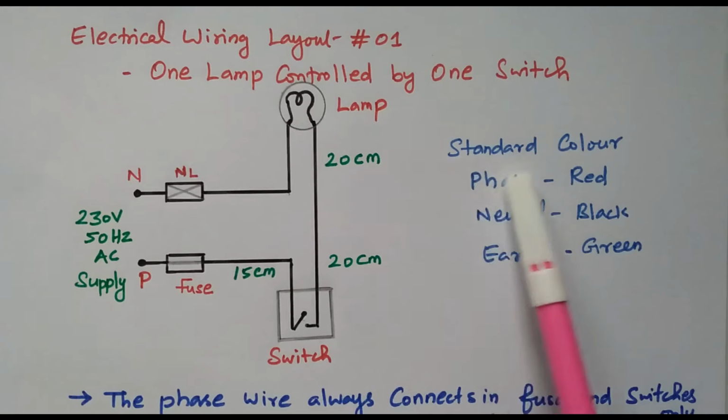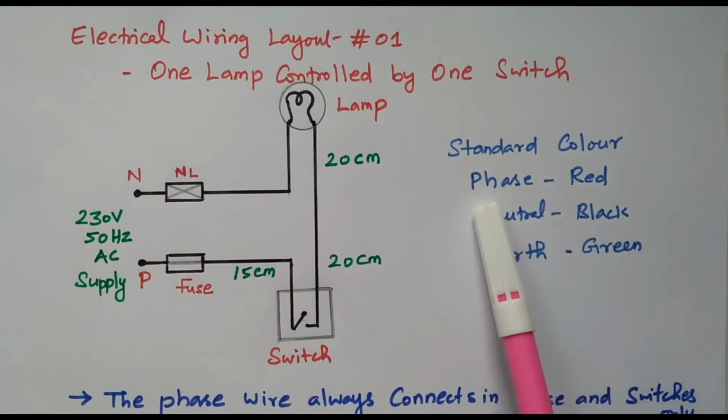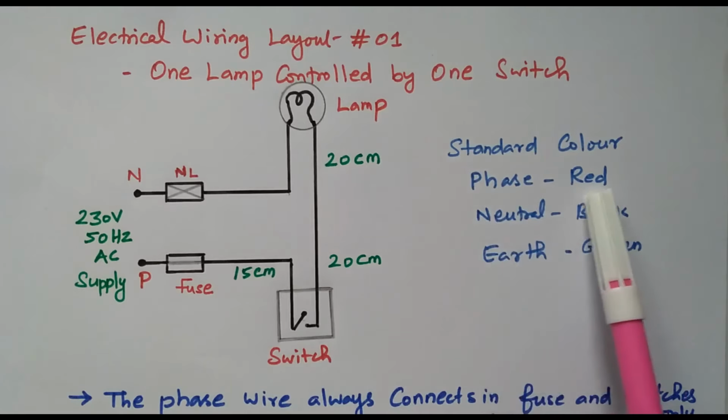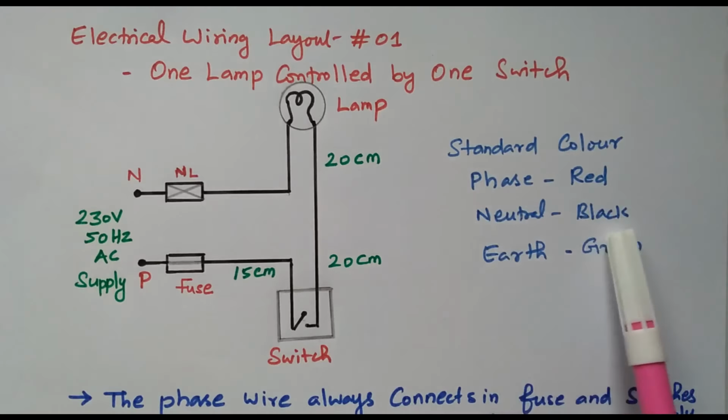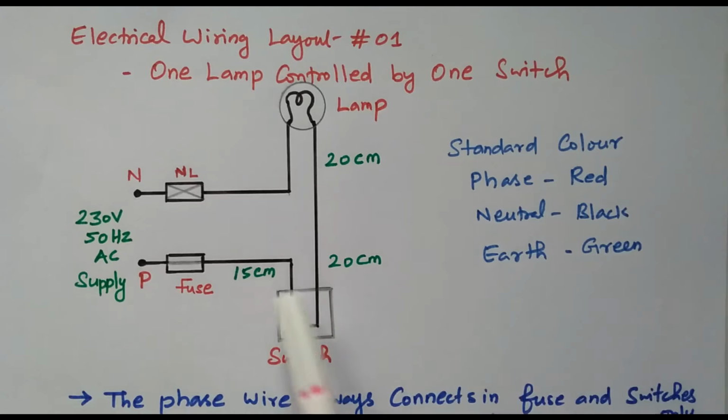We need to follow the standard colors for the wires. For phase, we need to use the red color wire. For neutral, we need to use the black color wire. For earth, we need to use the green color wire. Here earth is not shown, but in the entire wiring we need to run the earth wire also. Further, we need to use the green color.